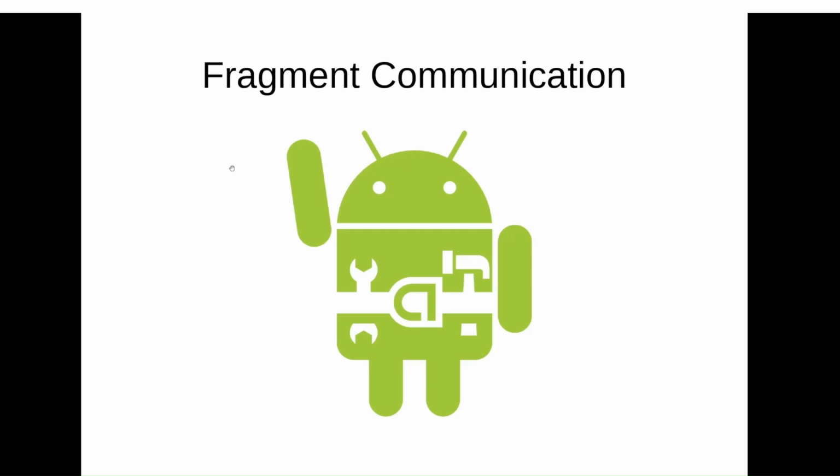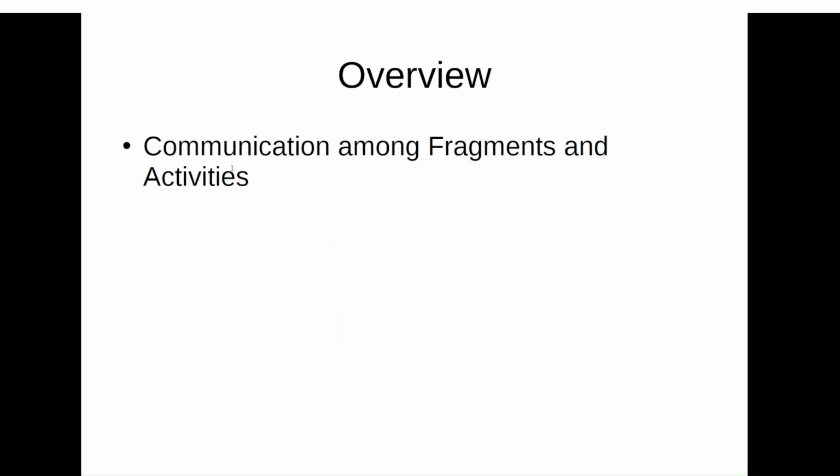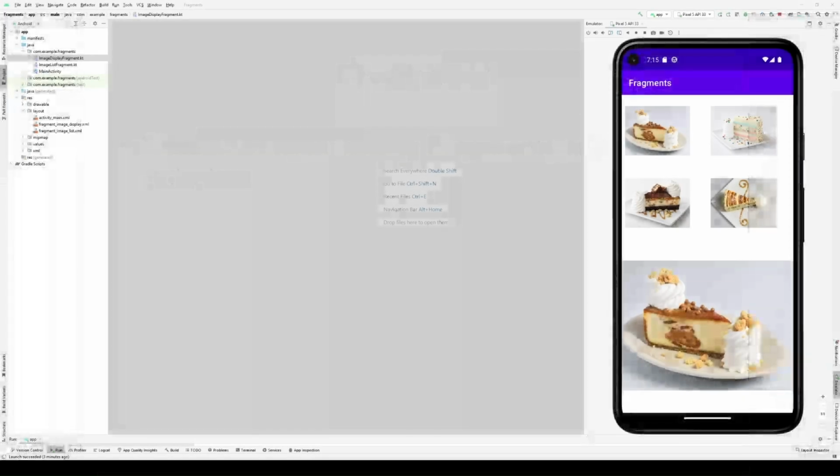We're going to talk about how we can facilitate communication from a fragment to the outside world. We're going to look at how we can facilitate fragments informing whether activities or other fragments that are contained within a fragment's parent activity that some state change or some event has occurred. To do that, let's take a look at an example application.